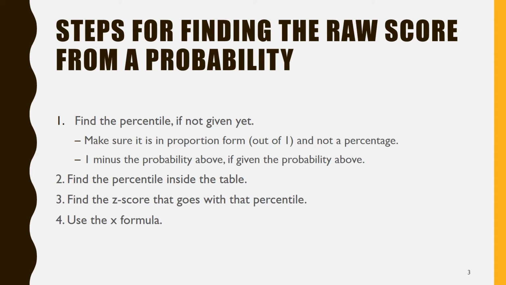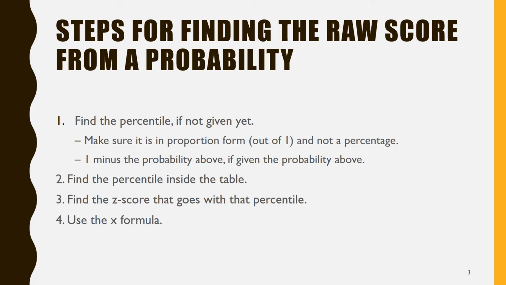So here are the steps for finding the raw score from a probability. First, you want to find the percentile if it's not given yet. So make sure you have it in the proportion form out of 1, or sometimes I call it decimal form, instead of a percentage. And if you had the probability above, then you have to do 1 minus the probability above to get the percentile. So just make sure you have the percentile first, because that's what the z table uses.